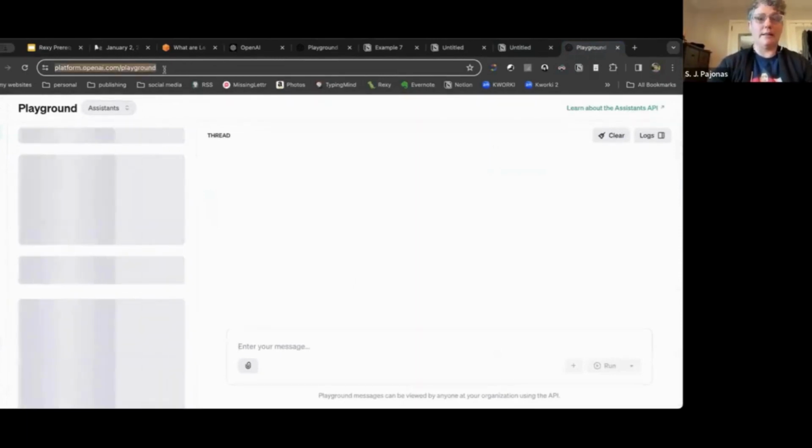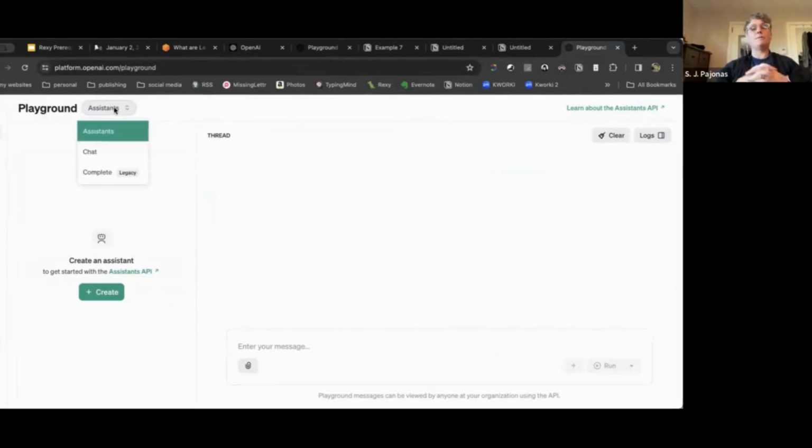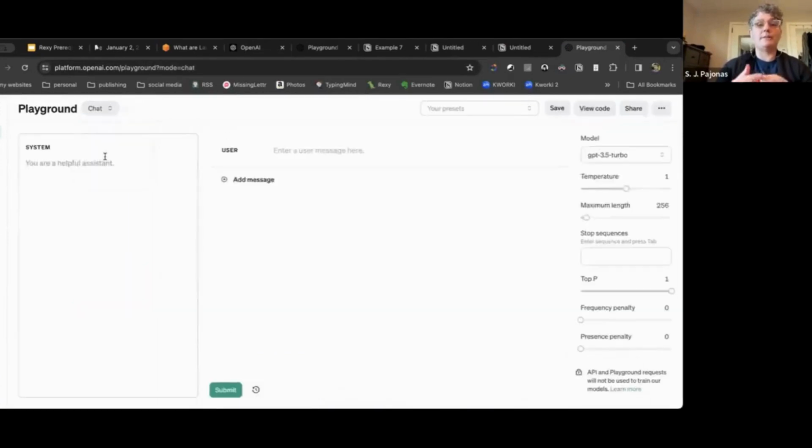Here is the link to the OpenAI playground if anybody else wants to go in there and have fun. Boom. I'm going to call it, they keep changing the name. It's now platform.openai.com/playground. They just keep moving it around. You can do other things here in the playground. You can make assistants. You can use the old legacy complete model. Not many people do anymore. Almost everybody is using the chat interface.